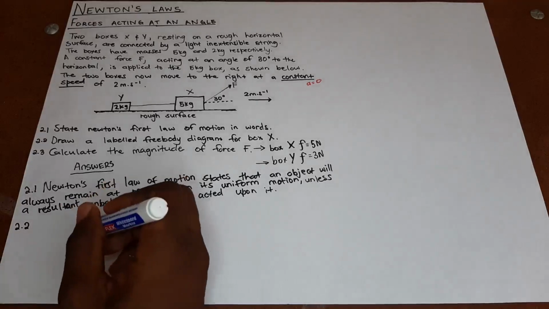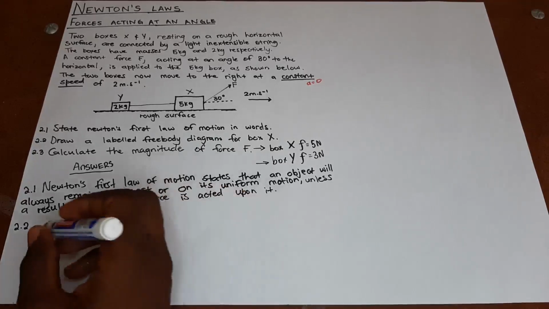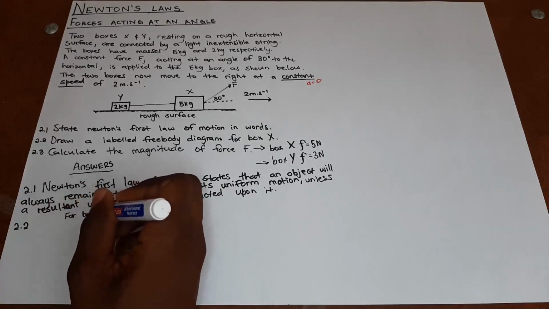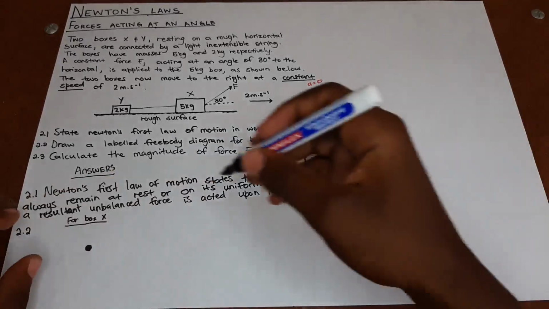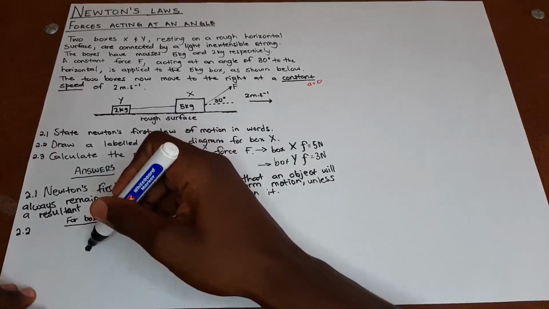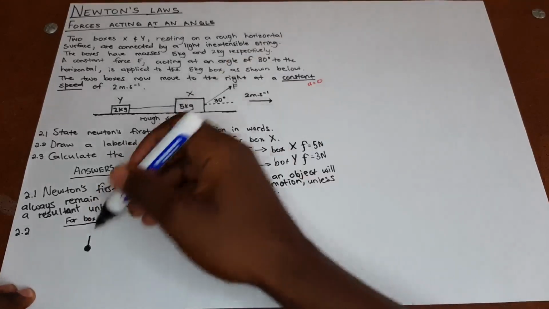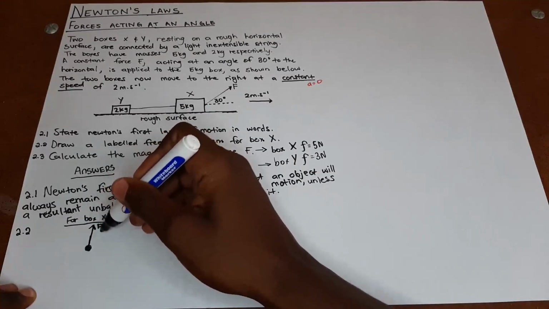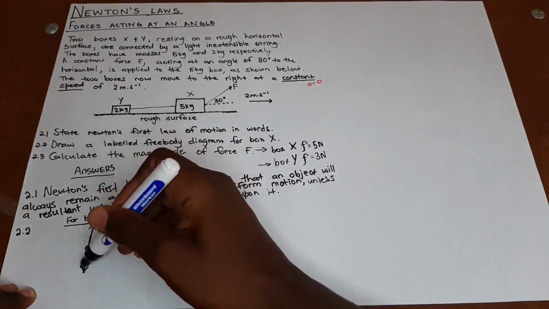Okay, so let's draw the free body diagram for box X, but I'm going to draw for them both. So this is for box X. You can see it's on the surface, there's a normal force acting on it, and there is a gravitational force acting on it.